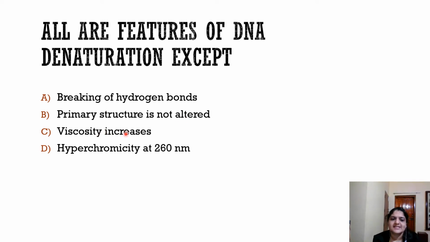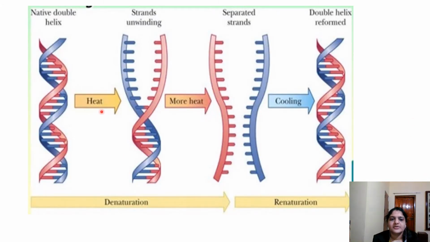Viscosity increases. No, viscosity decreases in DNA denaturation. So that is the answer. There is hyperchromicity at 260 nanometer. That's also a true statement. So answer is C, viscosity increases. So here is a diagram showing DNA denaturation.